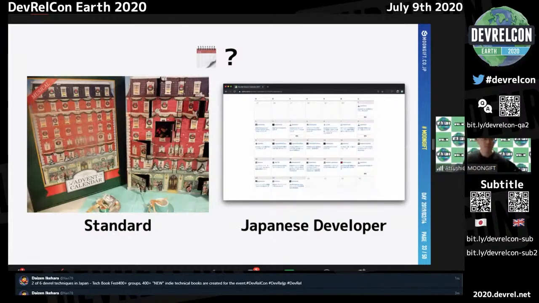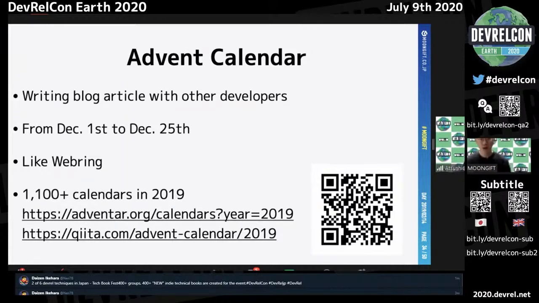Okay, so some people write a blog article by themselves over 25 days, but basically we write with other members. Do you remember the web ring? It's a very old culture on the internet. Advent calendar is a similar one. At the end of each article, we write who is tomorrow, like a ring. And visitors can read the next or previous article written by other developers.